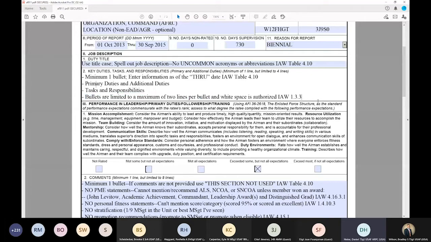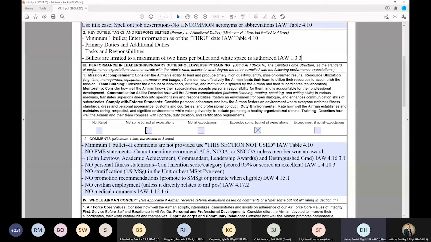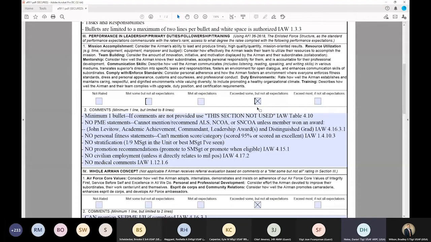So section 3, this is going to be their performance in leadership, their performance in their primary duties, any followership or training performance. So their rating, they have to at least receive one of these 4 ratings right here: met some but not all, met all, exceeded some but not all, or exceeded most if not all. The not rated is only going to be used if the report is fully non-rated, if the whole entire report had non-rated time on it.